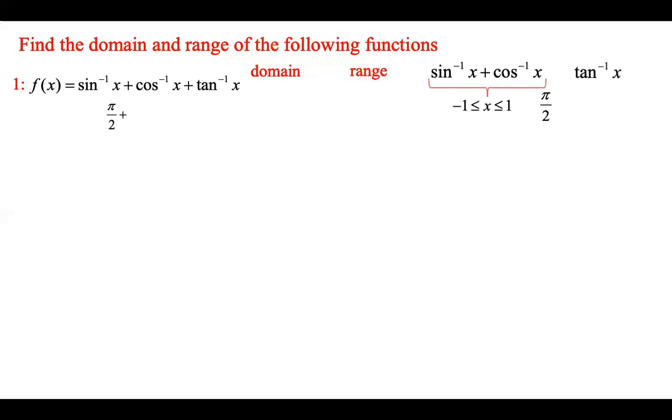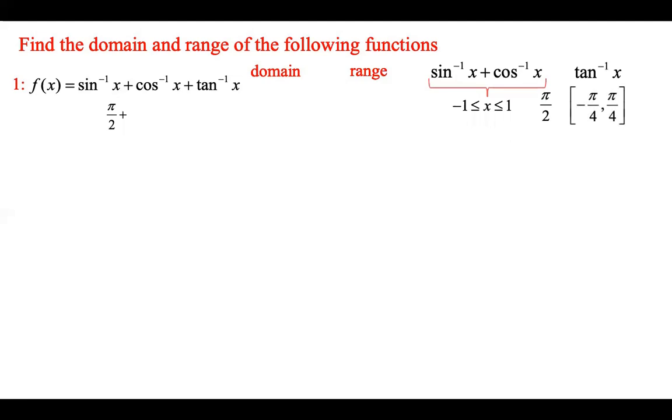Very first function: sin inverse x plus cos inverse x plus tan inverse of x. For this function, sin inverse x plus cos inverse x has domain from -1 to +1, and the range is just the singleton pi by 2. Whatever x you take from -1 to +1, its value will be pi by 2. And once x is between -1 to +1, the tan inverse x value will be from -pi by 2 to pi by 2.